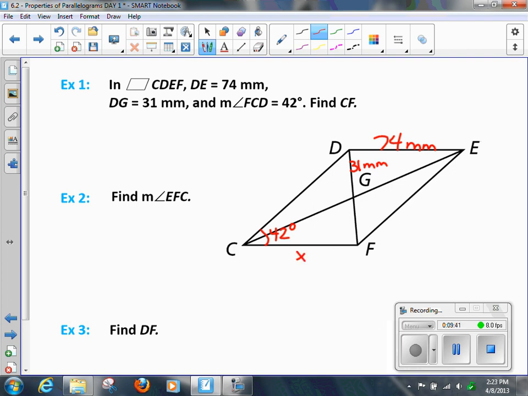It's a parallelogram. How do I know it's a parallelogram? None of the lines are touching each other, but the symbol shows us that it's a parallelogram. What is the measure then of side CF? 74. Why? Write that down. Very good, Cody. Opposite sides are congruent.